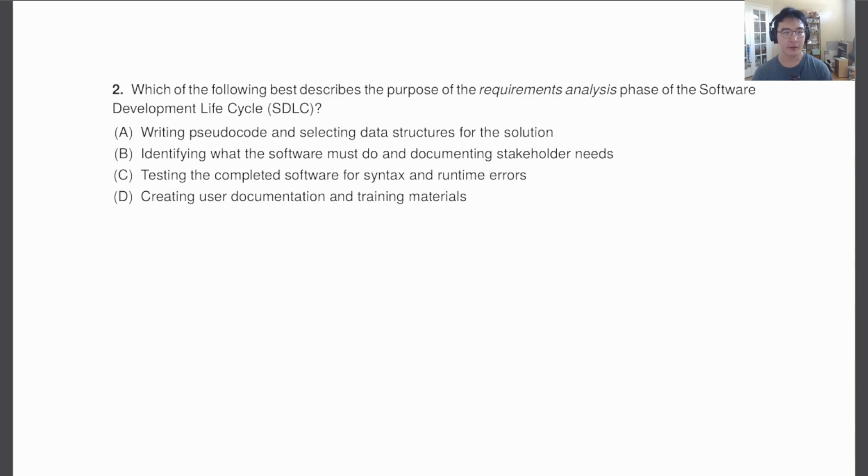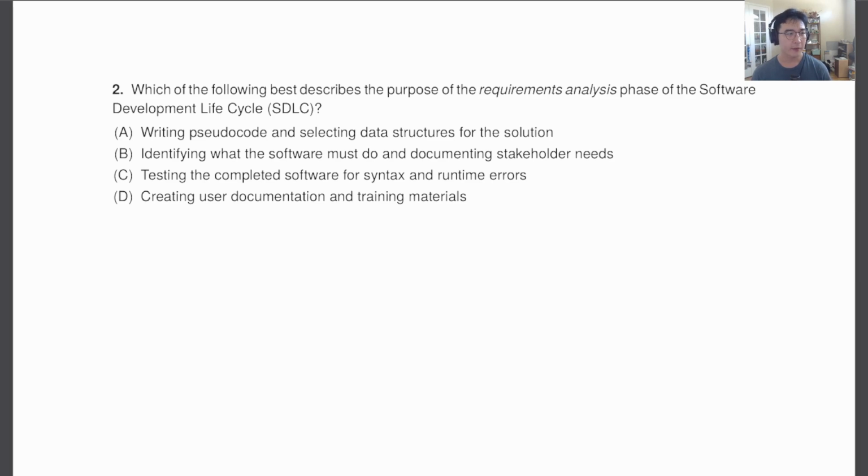So we are looking for something in the answers relating to requirements analysis. Just thinking about that, do you think that this should happen earlier or later when you're designing software? Well, probably earlier, right? You need to understand what is required of your software that you're going to write before you really start programming it. So probably looking for an answer choice that comes earlier.